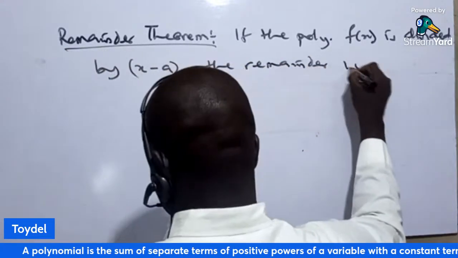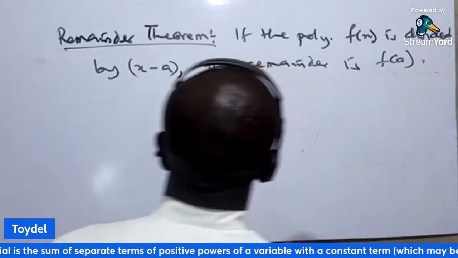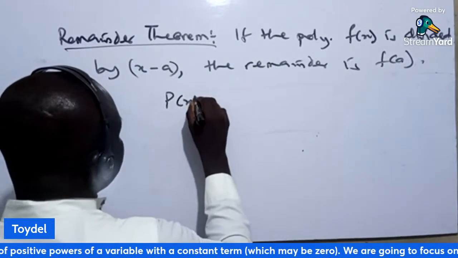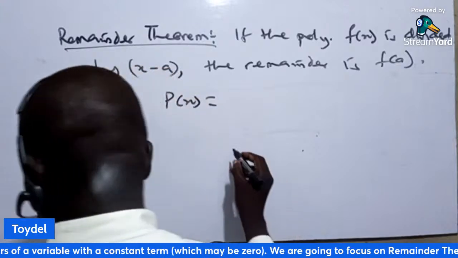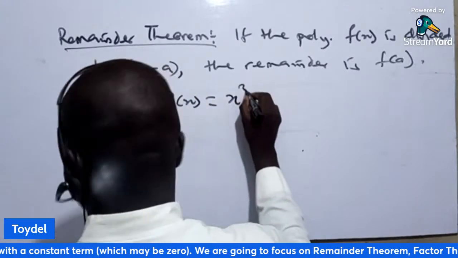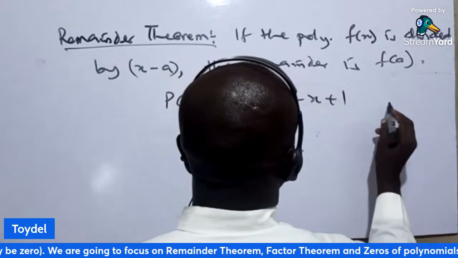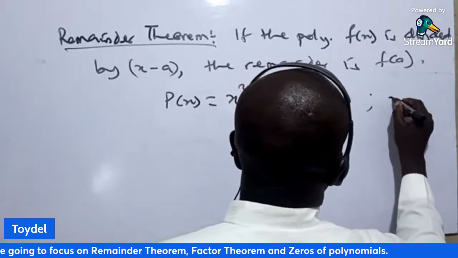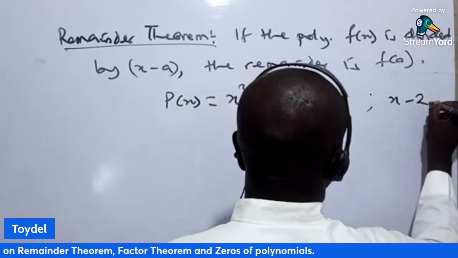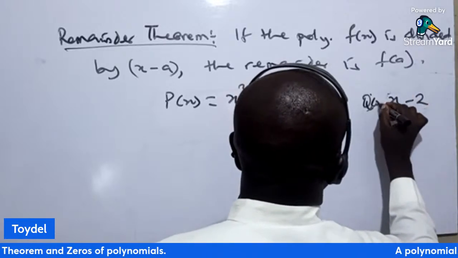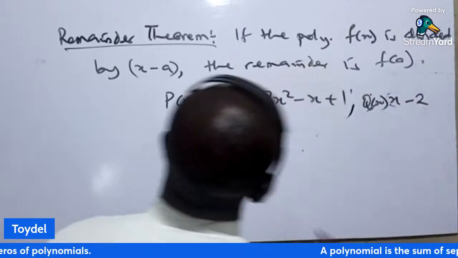The remainder is f of a. What is the implication of this? Like the polynomial that we were given the other time, p of x, which is x cubed plus 3x squared minus x plus 1, and we have the divisor x minus 2. This is divided by this.